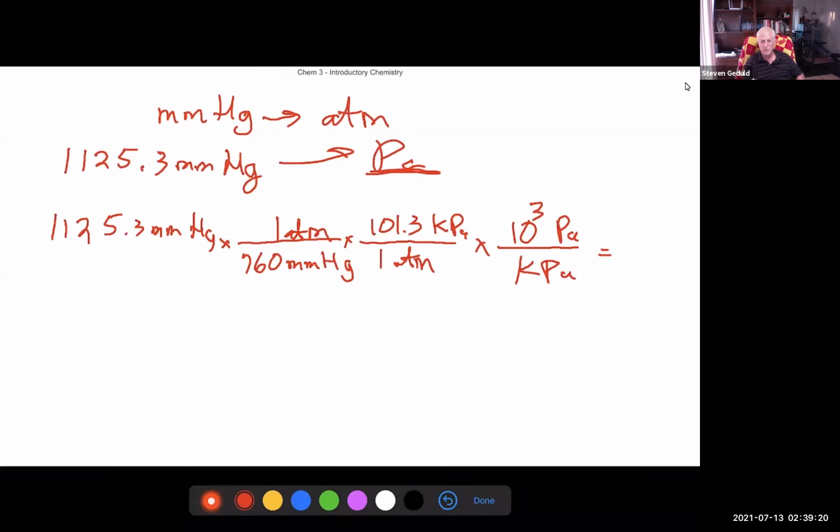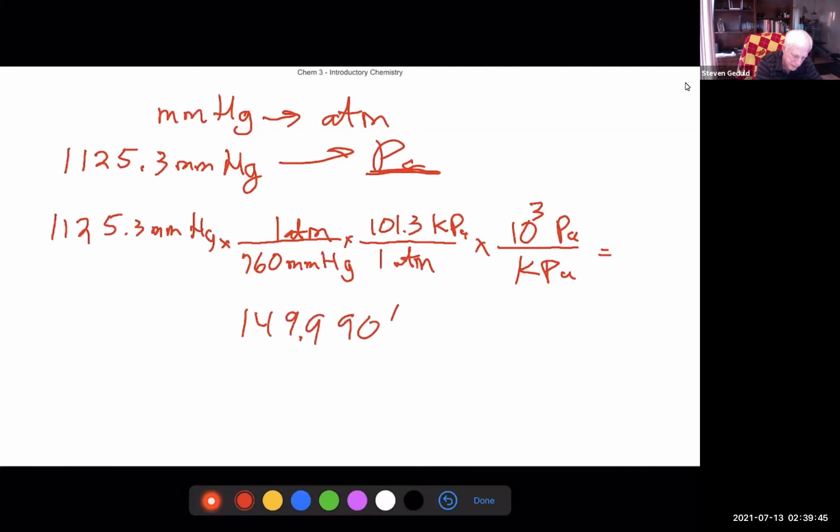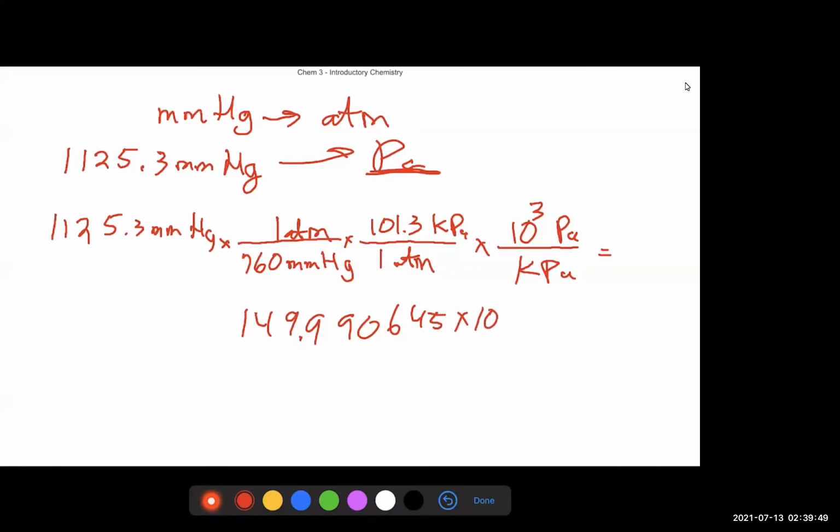So there's your numbers. Okay, so you put in 1125.3, divided by 760, times 101.3, equals, so that's equal to 149.990645 times 10 to the 3.